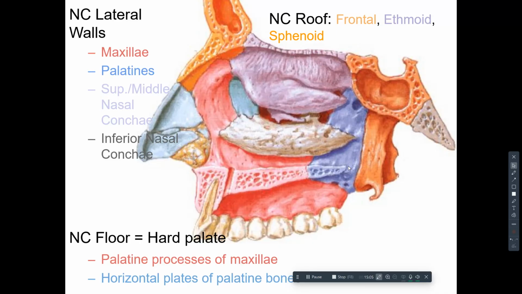Now the palatine bone also helps me form the floor of my nasal cavity. That's the horizontal plate of the palatine bone. And then I got the palatine process of the maxillary bone here as well, forming the floor of the nasal cavity. And this bony floor is known as the hard palate. Okay, so that's the structural architecture of my nasal cavity.